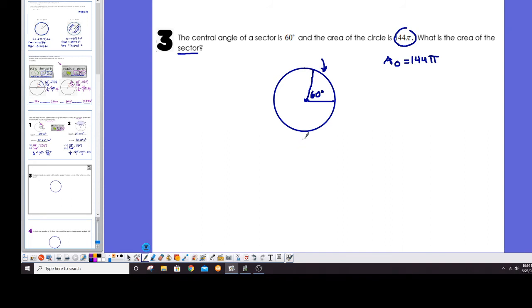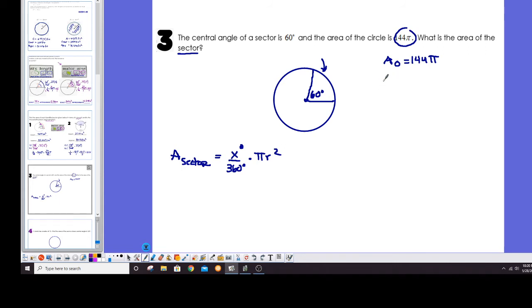Okay, well, in order to find the area, let me write this down here. The area of the sector, which we just learned, is part to whole times pi r squared. So I know I need 60 out of 360, and I have my pi, but I don't have my radius. That's what I'm missing. I'm missing the radius. So this is key to finding the radius.